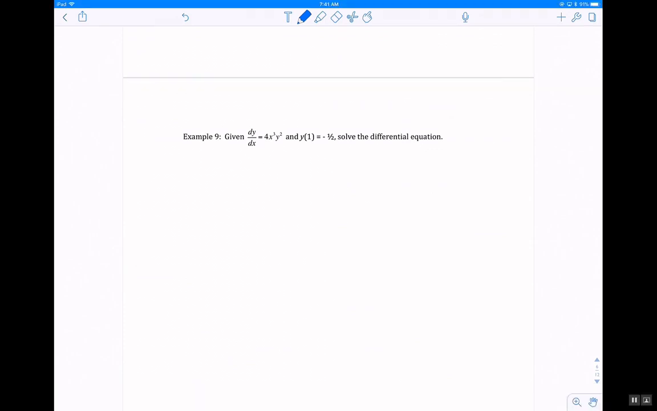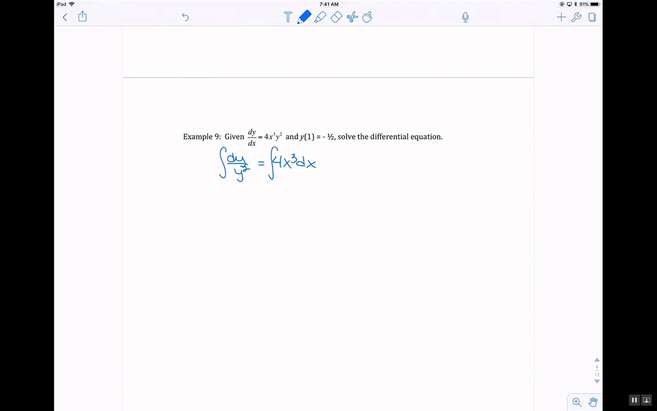Okay, so let's go ahead and take a look at this example here. So we're going to go ahead and separate the variables. So that means that dy over y squared is equal to 4x cubed dx. And we're going to take the antiderivative of both sides. If you don't show the separation of variables, you won't get credit on a free response test. Okay, so now we're going to take the antiderivative.